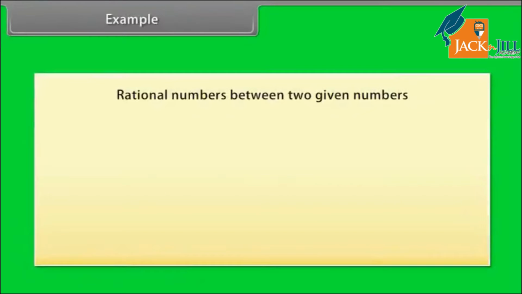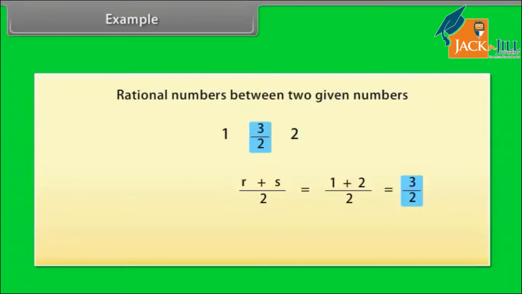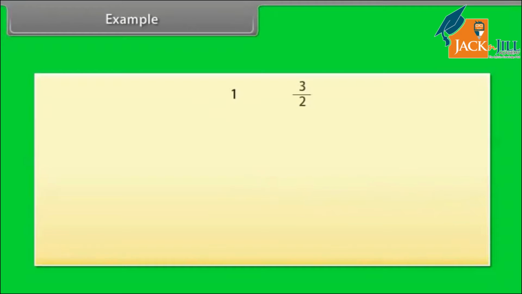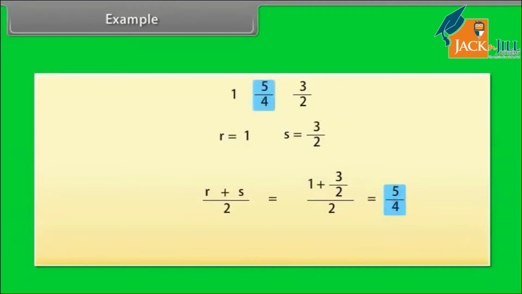Example. Let's now learn how to find rational numbers between two given numbers. The given numbers here are 1 and 2. Say 1 is r and 2 is s. To find the rational number between r and s, we have to add r and s and divide the sum by 2. So we get 1 plus 2 divided by 2, which is equal to 3 by 2. Therefore, the rational number between 1 and 2 is 3 by 2. Similarly, the rational number between 1 and 3 by 2 is 5 by 4.